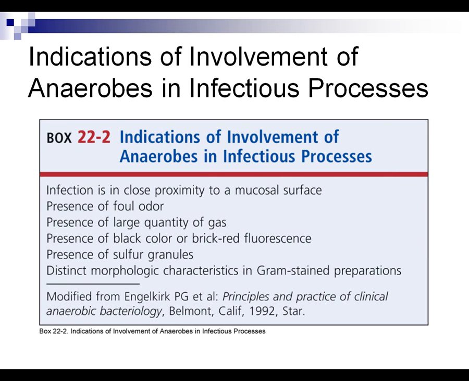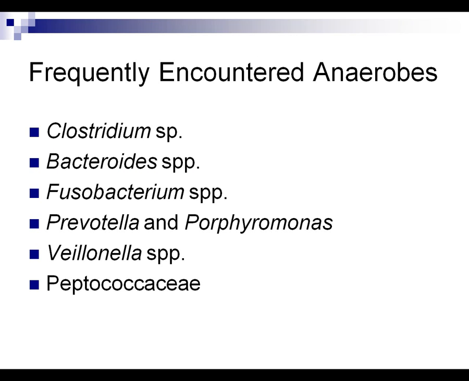There can be a presence of a black color, either a fluorescence of the organism or the infection itself, or the tissue itself could be black, indicating that the tissue is dead. The presence of sulfur granules should clue you into a certain organism. And then finally, some distinct morphological characteristics in the gram stain itself. So we'll talk about a couple unique characteristics that we might see in a gram stain, and you want to be sure to link those characteristics to these certain pathogens.